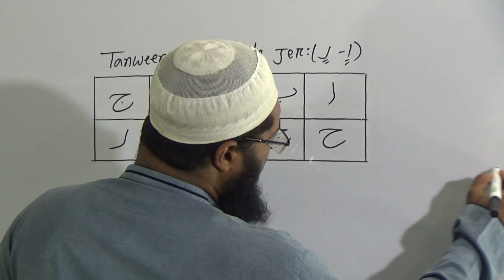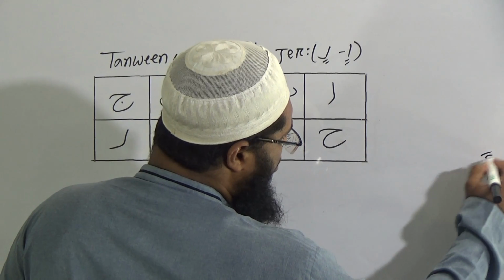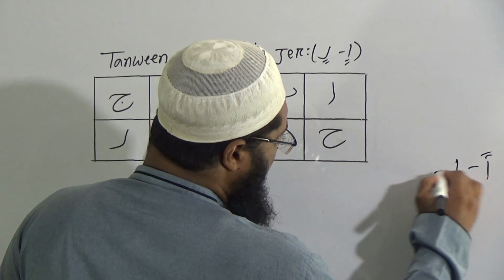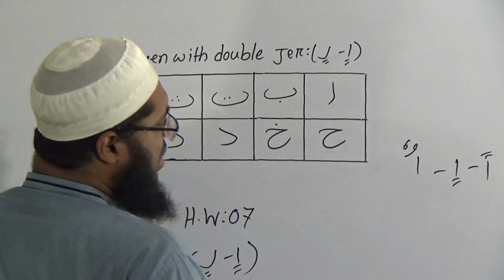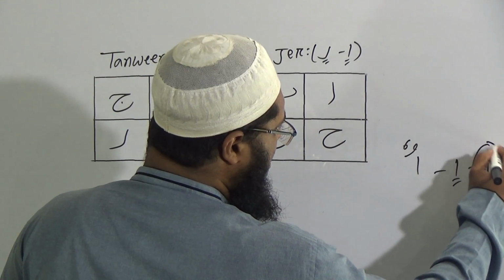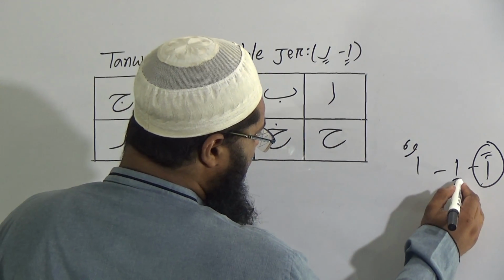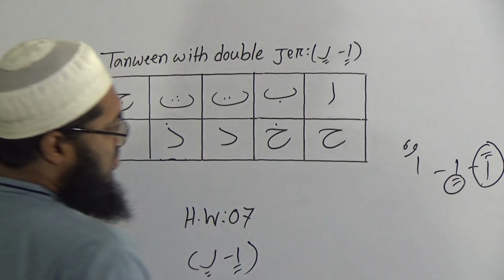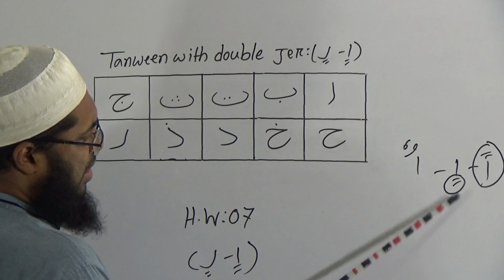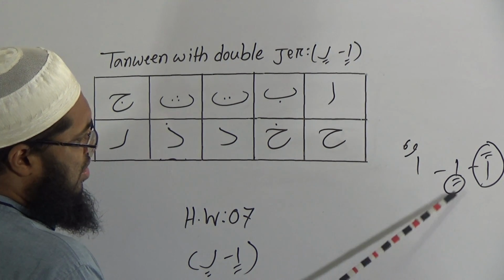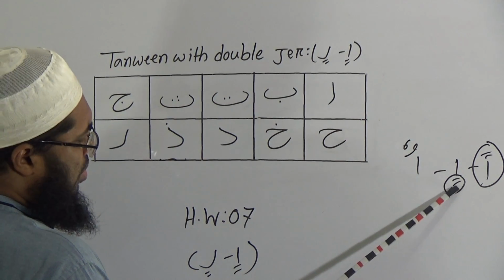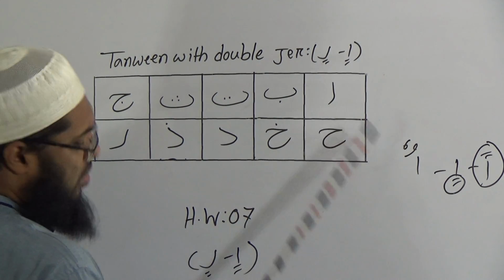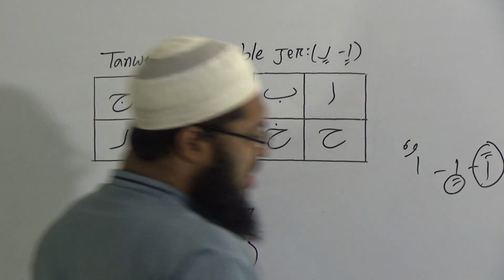And my dear students, you know that double Jabar, double Jer and double Pesh are called Tanween. We have already finished Tanween with double Jabar. Today we will learn Tanween with double Jer from Alif to Ra. And you know that double Jer always places under the harf. So my dear students, let's start.